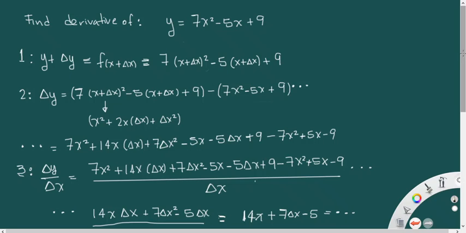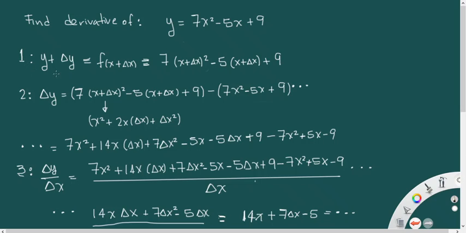In this topic, we are going to solve the derivative of this function. This is the function: 7x squared minus 5x plus 9. This is a polynomial function, and we are going to calculate the derivative for this using the method that I described in our last lecture. So let's do those 4 steps.